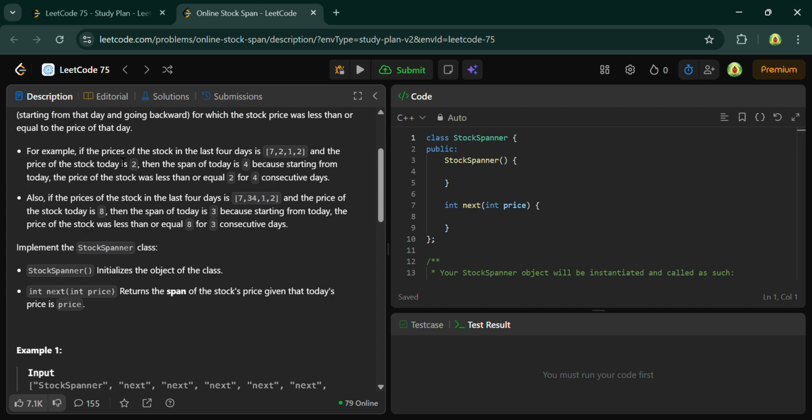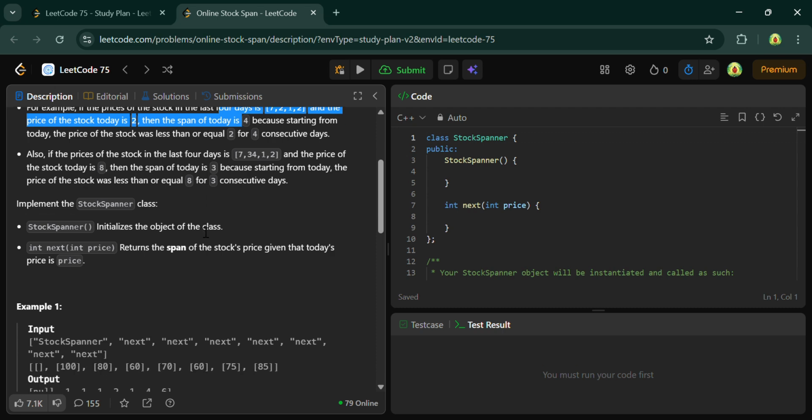And then for example, if the price of a stock in the last 4 days is 7, 2, 1, 2 and the price of the stock today is 2, then the span is 4, because starting from today the price of the stock was less than or equal to 2 for 4 consecutive days, okay. And then also if the price of a stock in the last 4 days is 7, 3, 4, 1 and 2, and the price today is 8, the span is 3, because starting from today the price of the stock was less than or equal to 8 for 3 consecutive days.